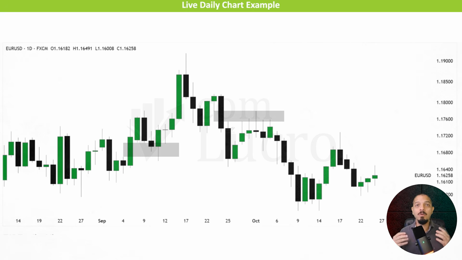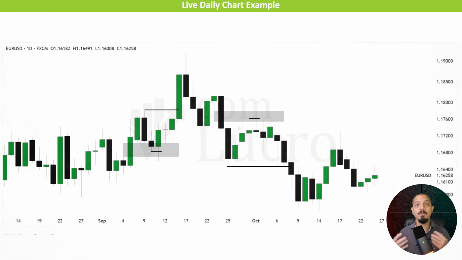These are the two areas. Notice how price moved into the internal range liquidity, then swept below the previous candle's low in the first example, and swept the previous candle's high in the second example before continuing its move toward the external range liquidity. This is exactly the behavior we are looking for.